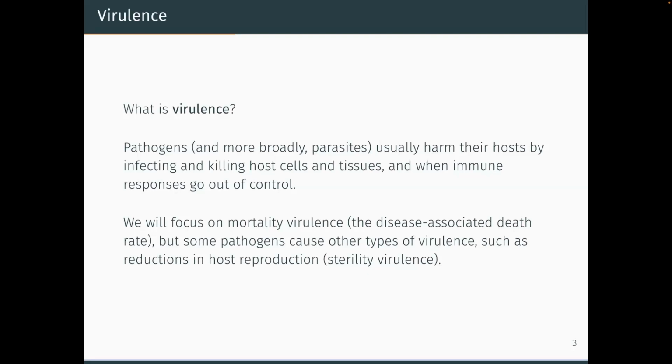Today, we're going to be focusing on mortality virulence. This is the disease-associated death rate. We've not really been looking at models with disease-associated death rates in them because we've usually been trying to fix our population size, so we don't have that varying. We can make some adjustments to account for these and kind of artificially keep our population size constant by accounting for these disease-associated deaths in our birth rate as well. So we can counteract that effect. You don't have to do that.